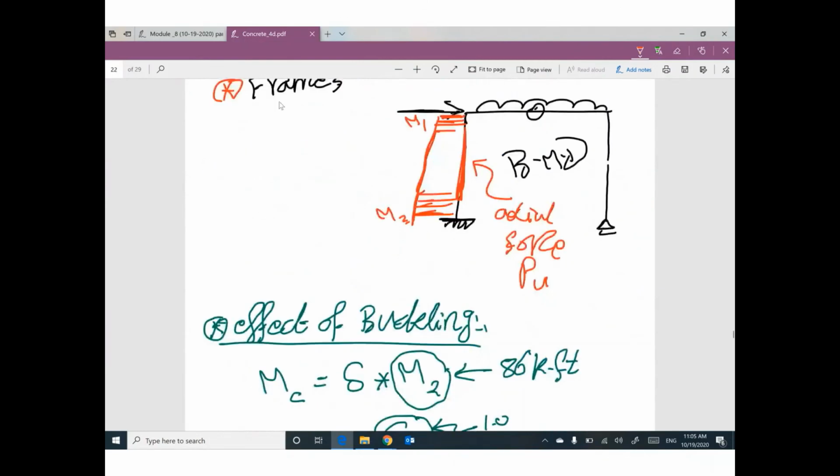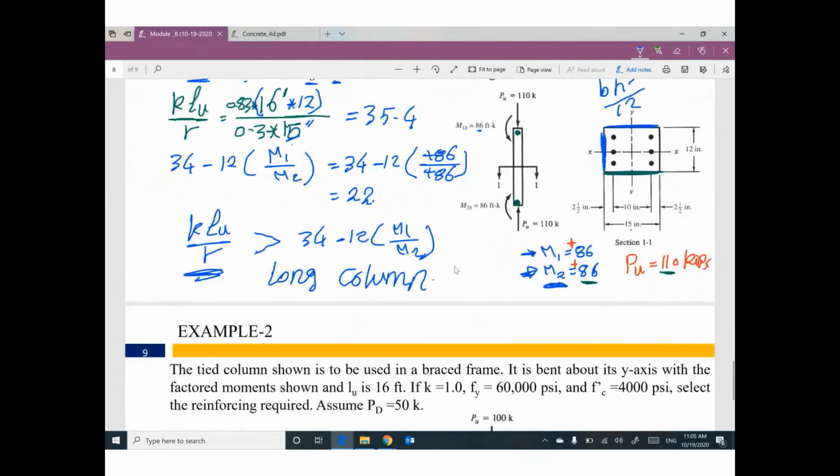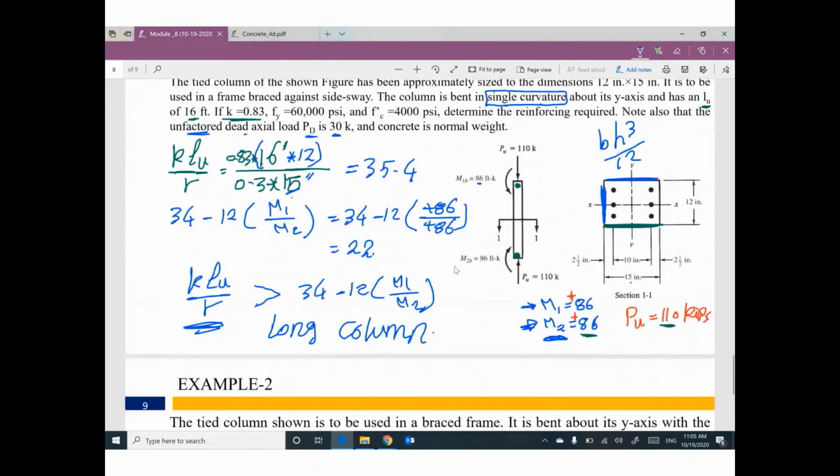Very easy. And please make sure you can figure out these values correctly. What is the value of M1, the smallest value? What is the value of M2, the biggest one? Which sign, positive or negative, based on is it single curvature or double curvature? Or you can watch this moment and this moment will make this column buckle like this. That makes sense. So it's single curvature. Both of them will be positive.